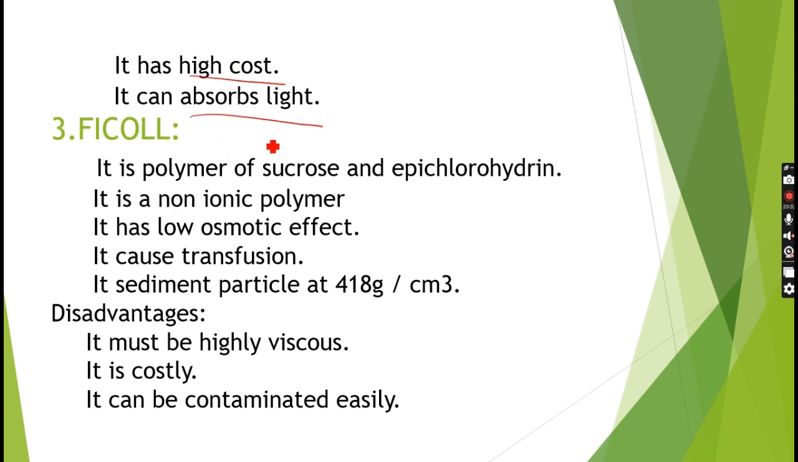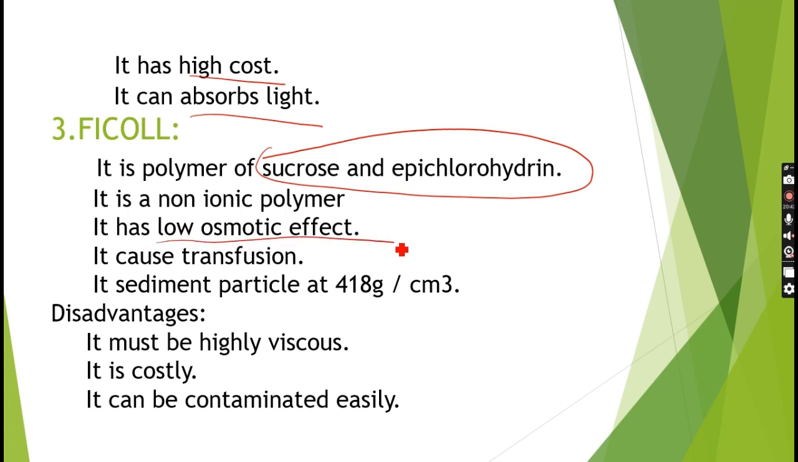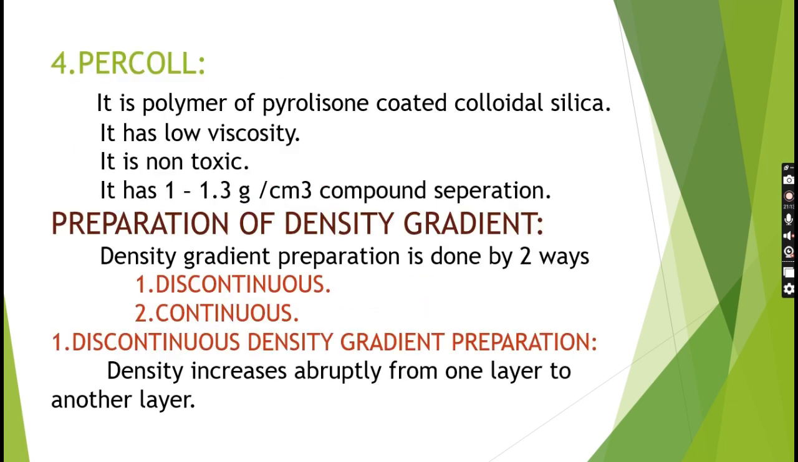Then Ficoll. Ficoll is going to be a polymer of sucrose and epichlorohydrin. It is a non-ionic polymer and has a low osmotic effect. For the replacement of sucrose, Ficoll came. Its sedimentation density is going to be 1.18 grams per centimeter cube. A major disadvantage is that it is more viscous than sucrose, and it's also very costly compared to sucrose. And contamination is possible because it is a polymer of sucrose. So the contamination of microorganisms is possible in the case of Ficoll.